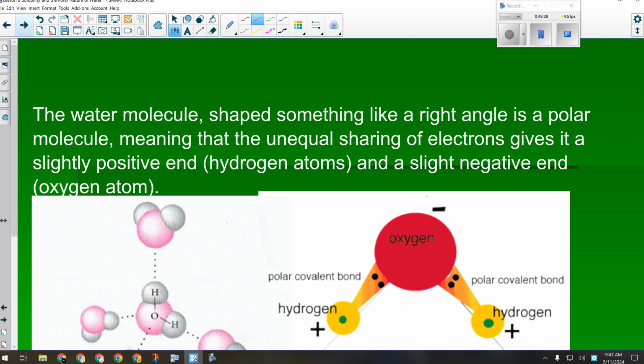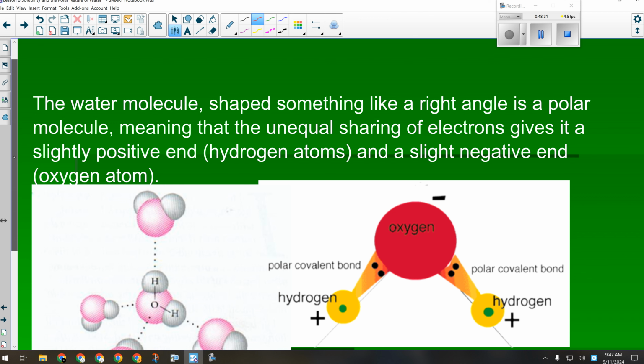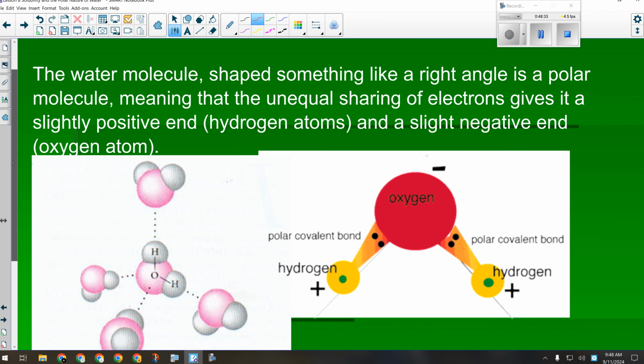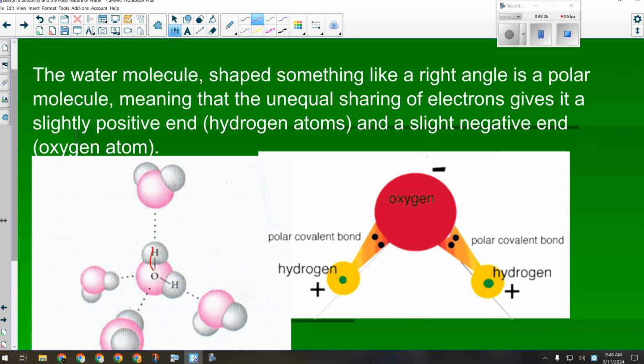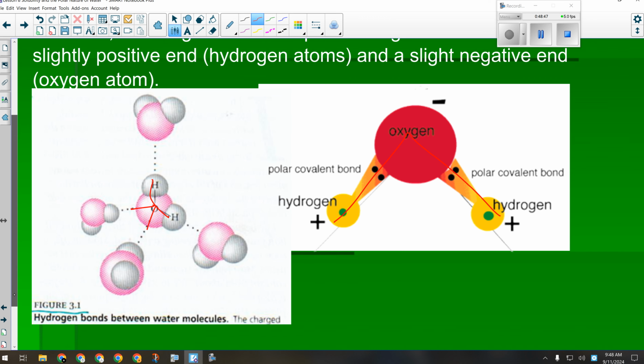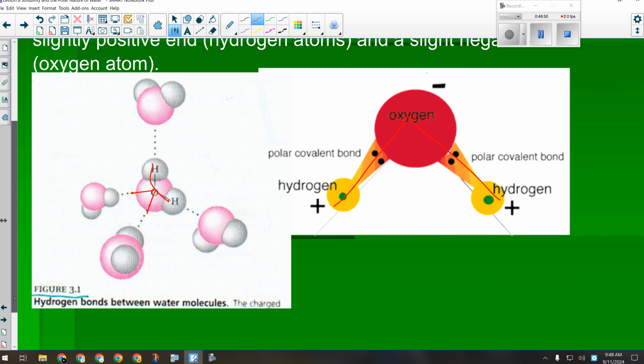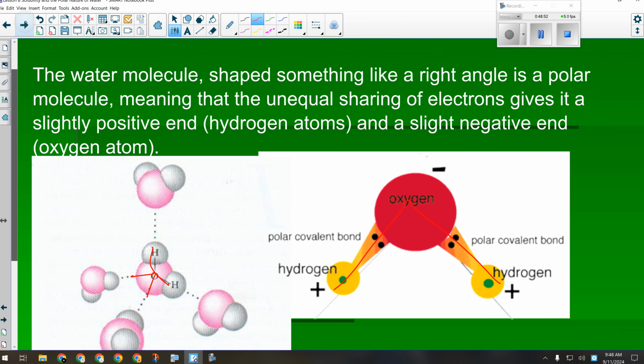All right, so the water molecule is basically shaped like a right angle. So you've got this and then that. Well, that's terrible the way I drew it, but it's a 90-degree angle between the 2 hydrogen atoms. And that unequal sharing, like we said before, can lead to hydrogen bonds to other polar molecules.